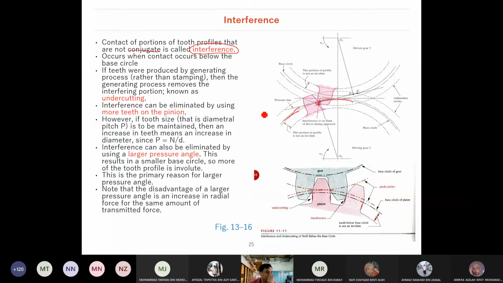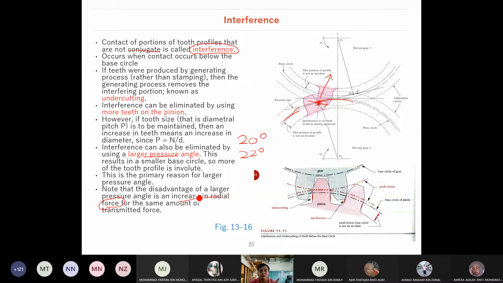So how to solve the problem is we use a larger pressure angle. Usually we use 20 degrees, right? Maybe you can try 22 degrees. Alright, so what is the disadvantage of using a larger pressure angle? It increases the radial force. What is the radial force? Radial force is any force towards the center. We don't want that. It's a loss, it's not efficient anymore.